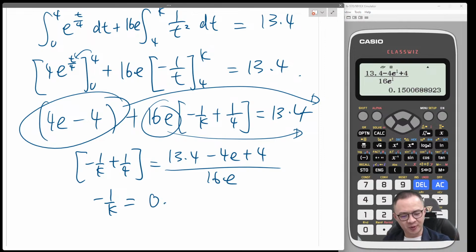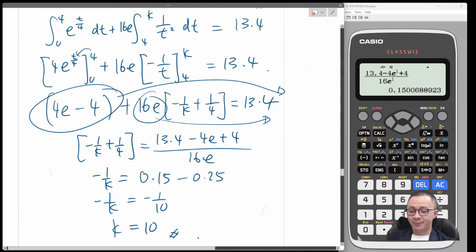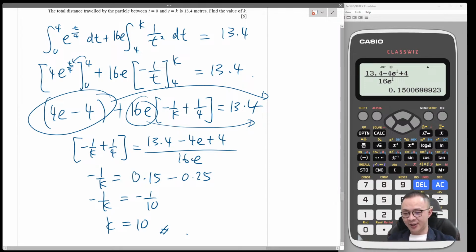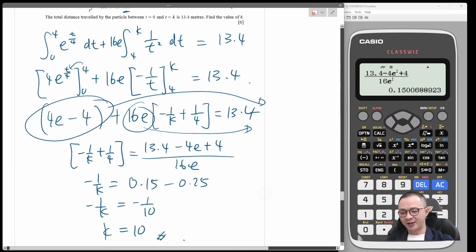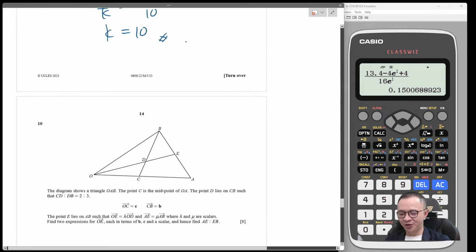So it's like 0.15. Then I move the 1 over 4, minus 0.25. Negative 1 over k, this is negative 0.01, right? So it's negative 1 over 10. So k equals 10. Yup, so you need to do it quite carefully. Okay, so yes, 6 marks is not that bad. As long as you do it carefully, don't make any careless mistakes, you should be fine.